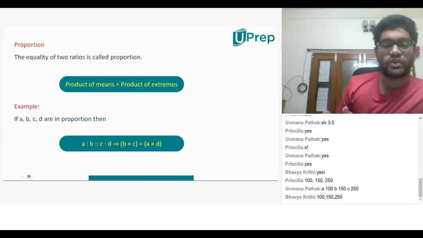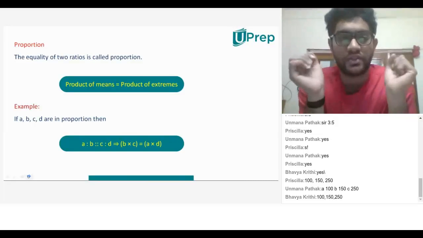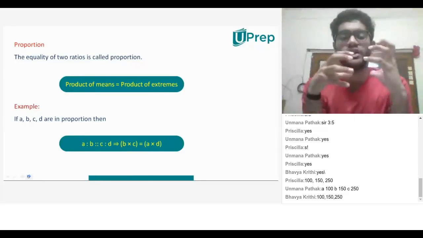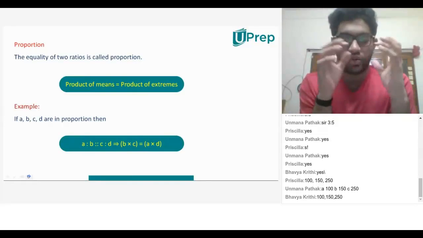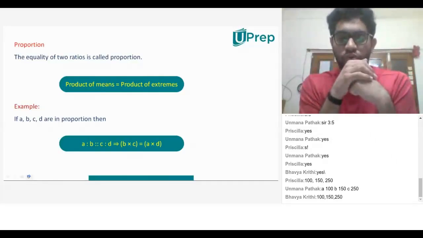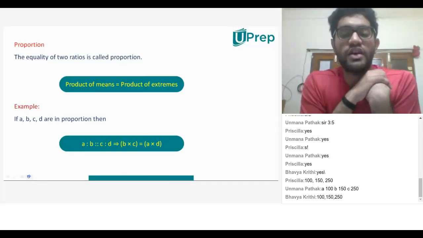Now we are moving on to something called proportion. Guys, let me give you a basic idea. I'm going to play a video for you guys so that you understand proportionality in a more imaginative way. To give you a basic idea, I have two ratios, and when I equate those two ratios, I say that they are in proportion.